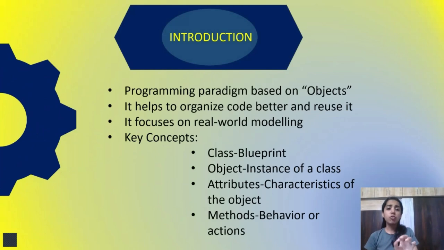Let's start with a quick question. Have you ever played a video game where every character has its own name, power, and skills? That's exactly what object-oriented programming or OOP helps us do in code. In object-oriented programming, we use classes to define what something is and objects to bring them to life with actual data. It's like giving superpowers to your code by organizing it smartly.